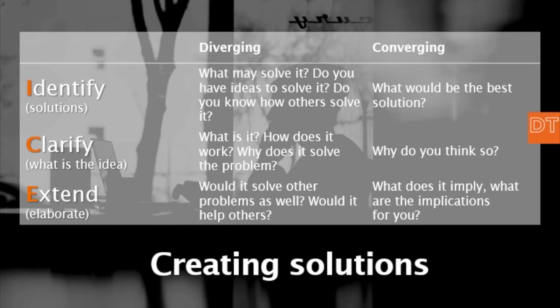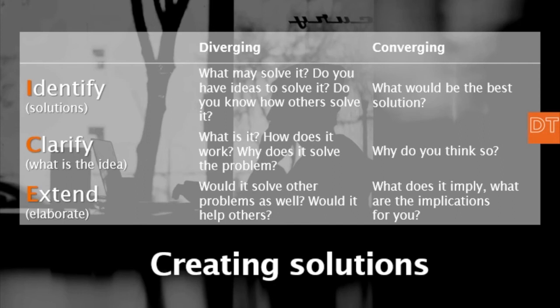And you let them clarify it. What is it that you have on your mind? How would that work? Why would that solve your problem? And then you let them elaborate on it. Would that solve other problems you have with the same app or with your smartphone as well? Would that help others? Probably you get a couple of ideas. If you have these kinds of open questions, trying to find solutions, then it's time to converge.